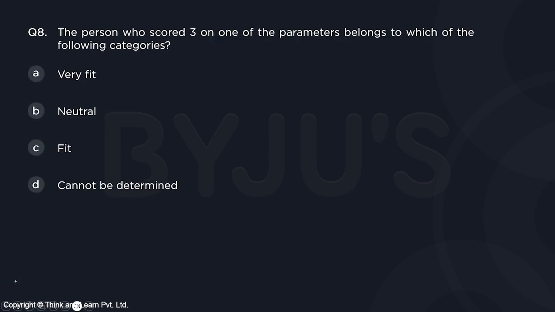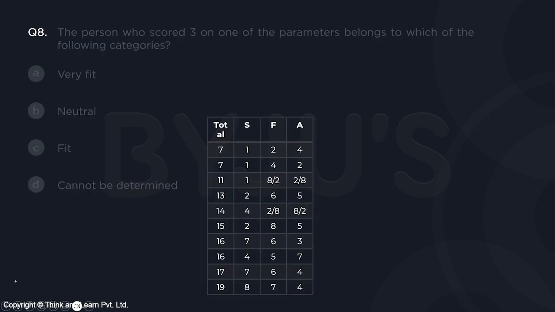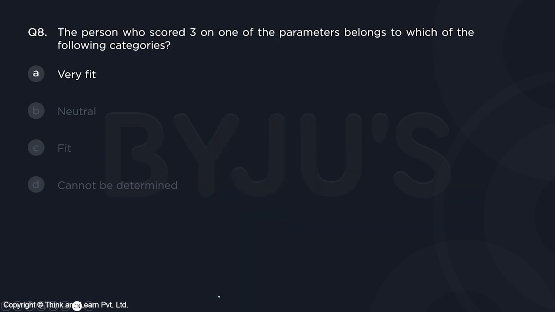The person who scored 3 on one of the parameters belongs to which of the following categories? The person who scored 3. So this is the person who scored 3. His score is 16. That person is very fit. If you remember, these 4 people are very fit. So this person belongs to the very fit category.